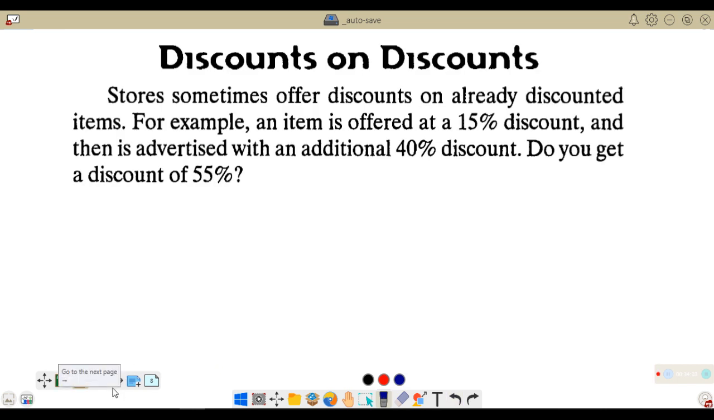Ayan, discounts on discounts. Ito, pagsasamahin na natin. For example, unang beses mo nilabas yung product at an original price, but after a certain period of time, nagbigay ka ng discount. And then, hindi pa rin siya mabili. So, after a certain period of time, nagbigay ka ulit ng discount para mas maging mabili na siya. So, ilan yung total na discount na inilagay mo dun sa product? So, lagay tayo ng isang example.